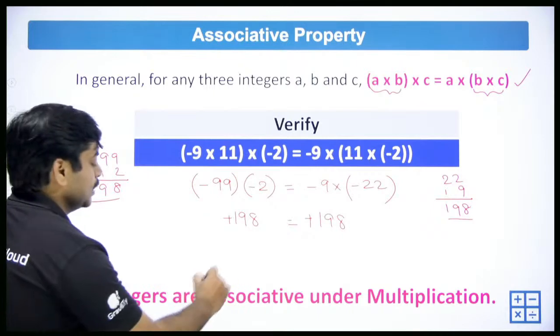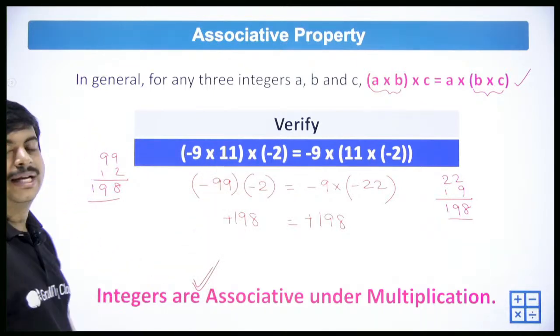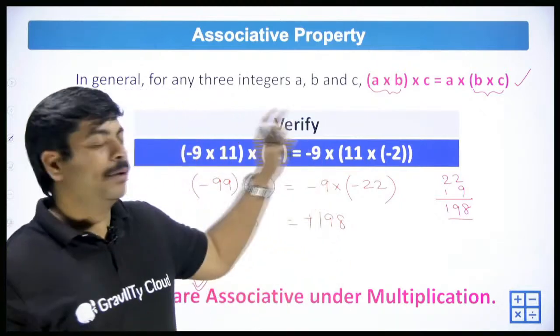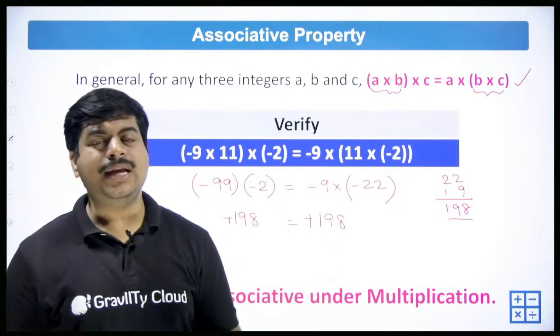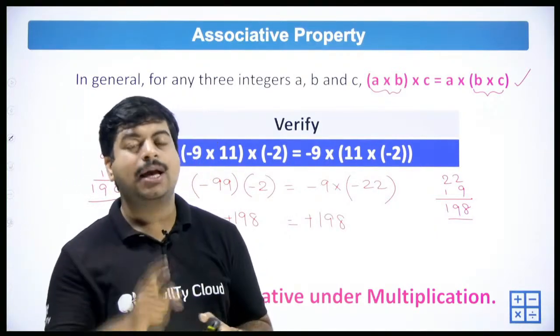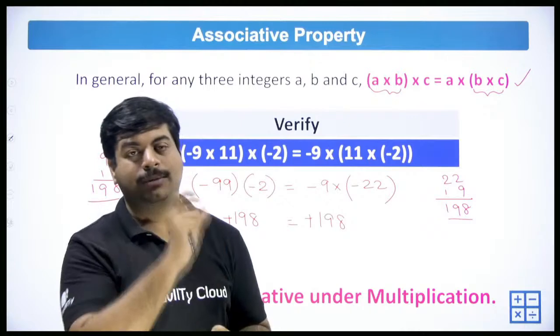Okay, so that means associative properties are valid for integers. Integers are obeying the property of associative, right? So addition, yes. Subtraction, no. Multiplication, yes. Now let us discuss division.